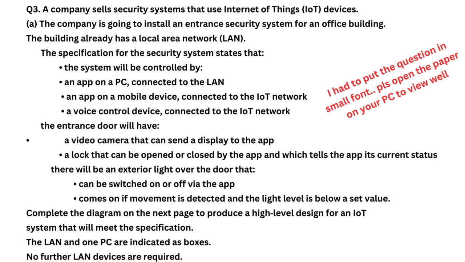Okay, so it has given so much detail. Complete the diagram on the next page to produce a high-level design for an IoT system that will meet the specification. The LAN and one PC are indicated as boxes. No further LAN devices are required.